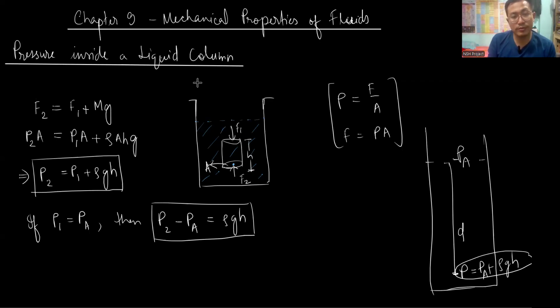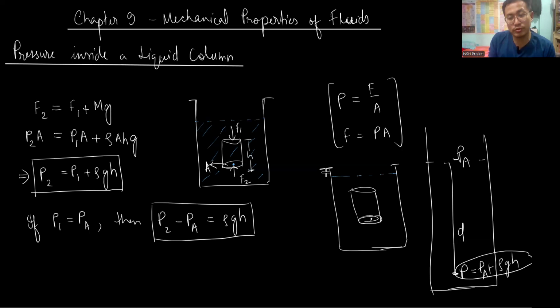We have a cylinder. For example, suppose you have a cylinder like this, and the pressure at the bottom side of the cylinder. Whether it is a liquid or fluid, wherever the point is shifted, the pressure is the same.